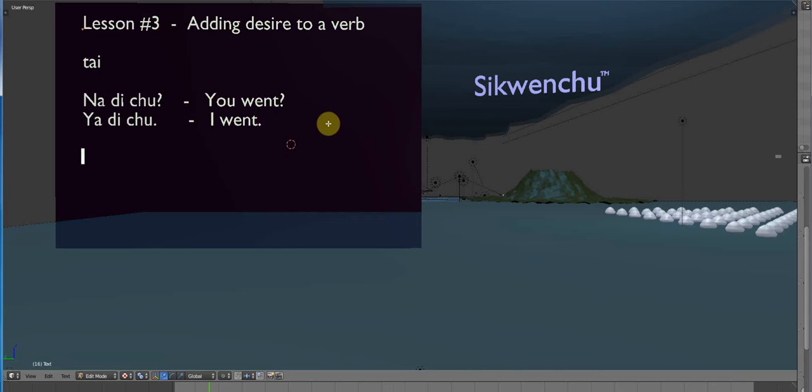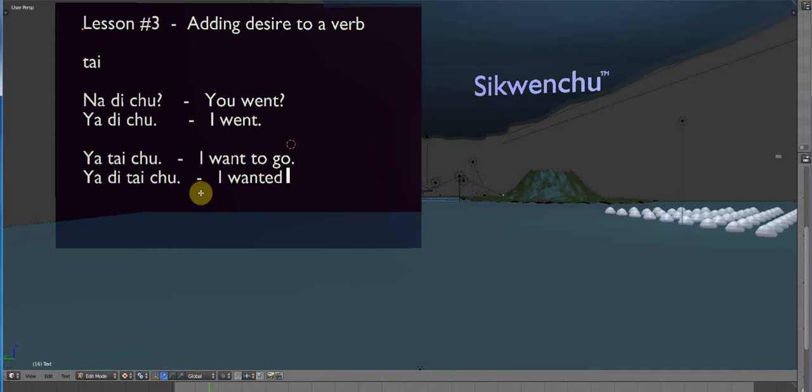But now let's add the tai characteristic. Tai being want. If I say I want to go, it's ya taichu. If I wanted to go, it's yadi tai, and you precede the verb because tai acts like a verb to want, a helping verb. In this case, the tense marker D provides a simple past tense to tai. So it's I wanted, and then the chu is to go. So it's I wanted to go.